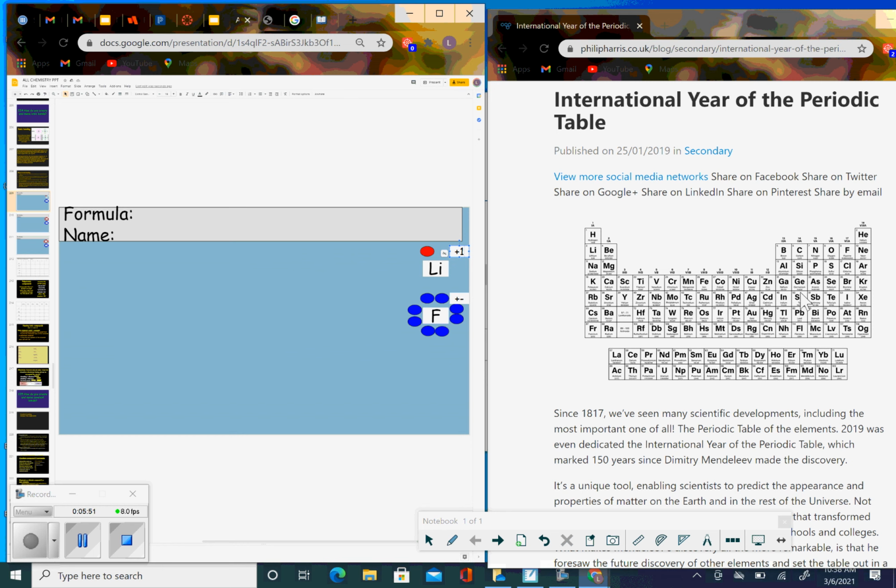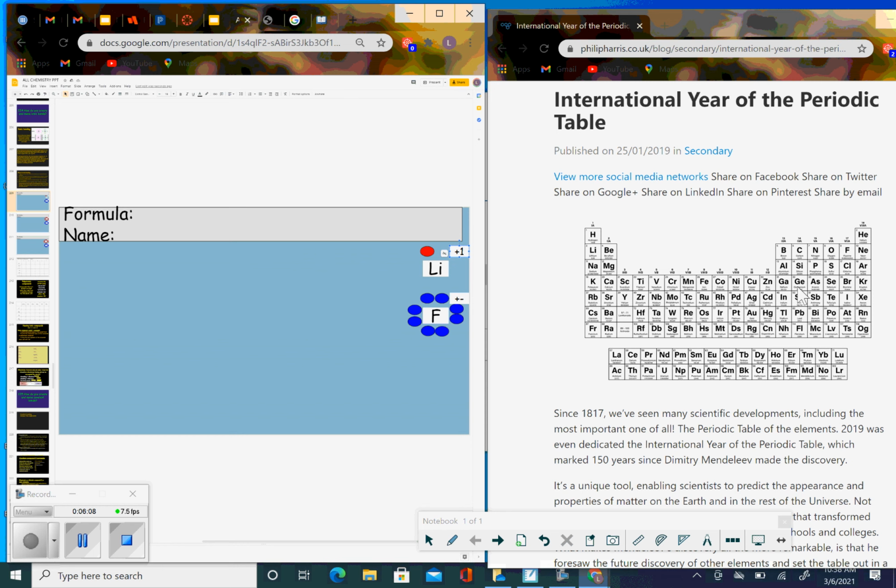The fourth column has a plus or -4. The fifth column has a -3. The sixth column has a -2. The seventh column has a -1 charge. And the eighth column has a neutral or 0 charge.